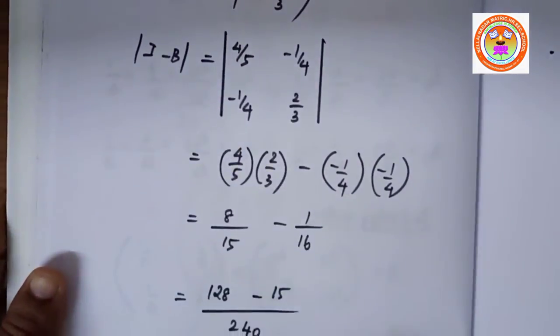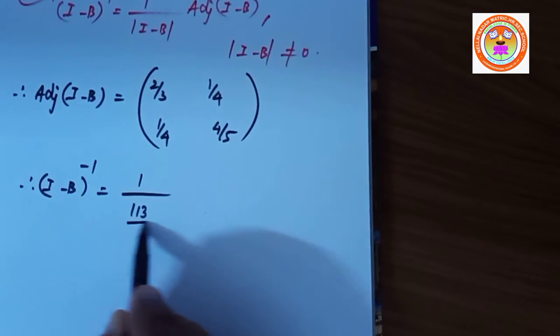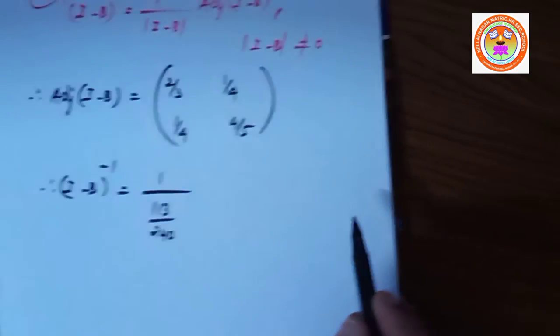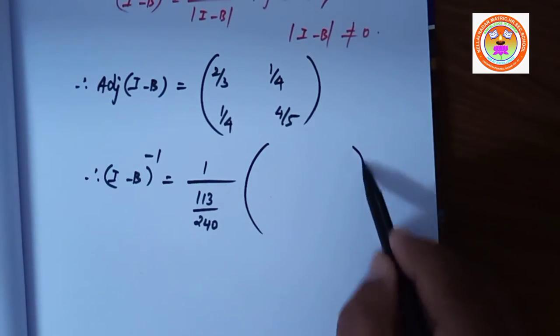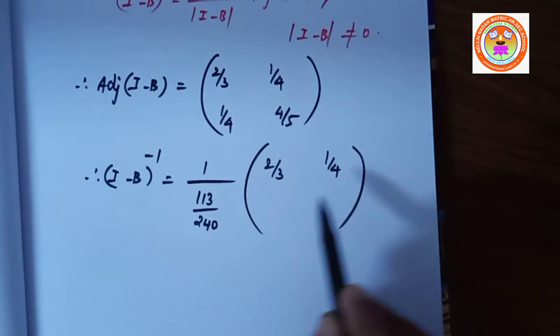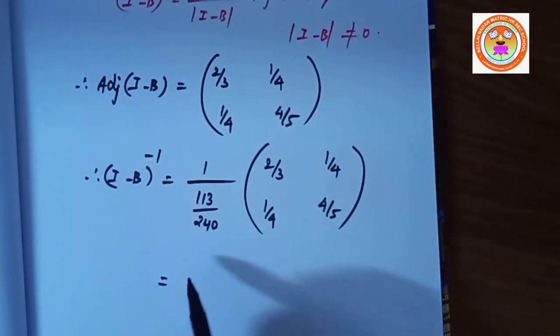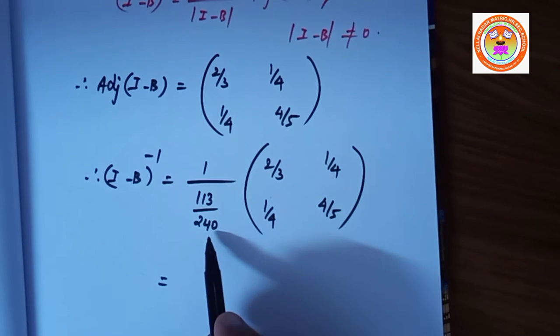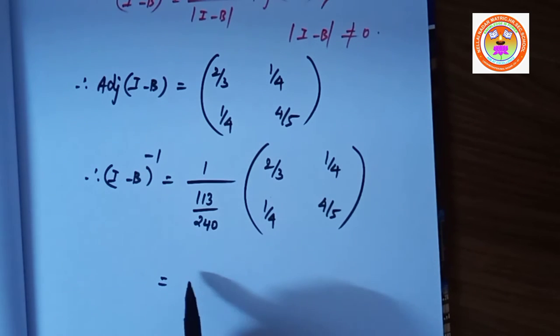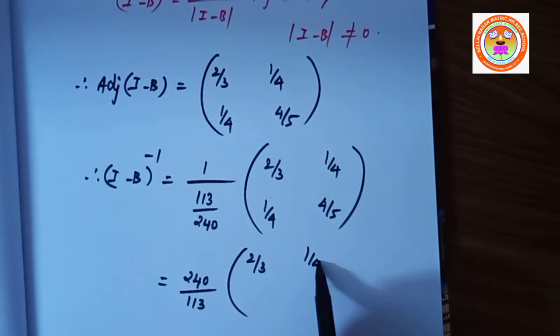This is the determinant of I minus b, so 113 divided by 240 into the adjoint of I minus b, which is 2 by 3, 1 by 4, 1 by 4, 4 by 5. So 113 divided by 240 is in the denominator; when it comes to the numerator, you have 240 divided by 113 into this matrix, 2 by 3, 1 by 4, 1 by 4 and 4 by 5.